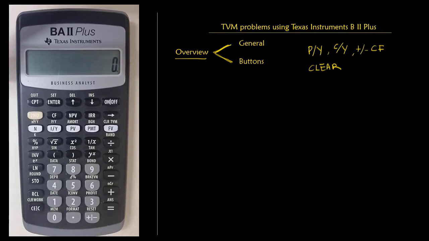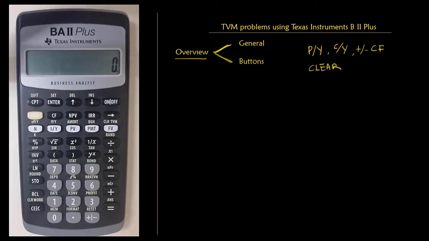Alright, in this video we are going to see how to use the Texas Instruments BA II Plus calculator to solve time value of money related problems. So let's have a brief overview first.